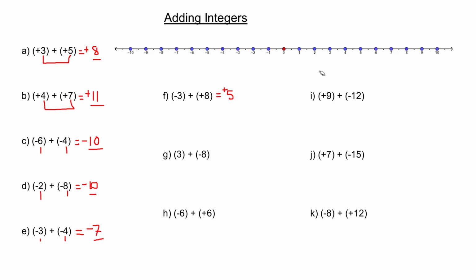So let's erase this. Go back to my pen. Okay, so G, positive 3 and negative 8. So positive 3, there's the positive 3. And then to add negative 8, we're going to go 8 in the negative direction. So we go 1, 2, 3, 4, 5, 6, 7, 8.